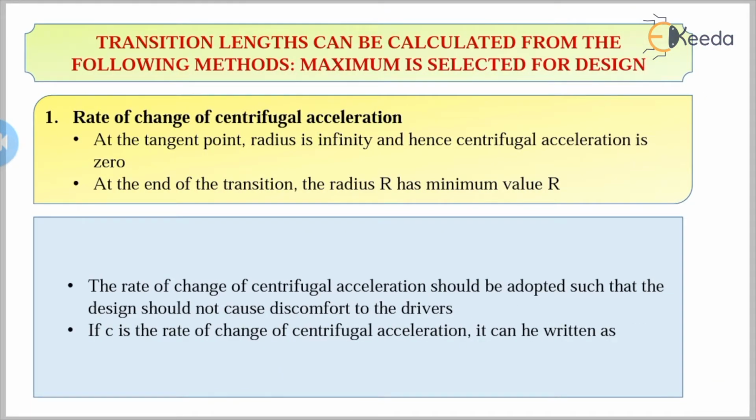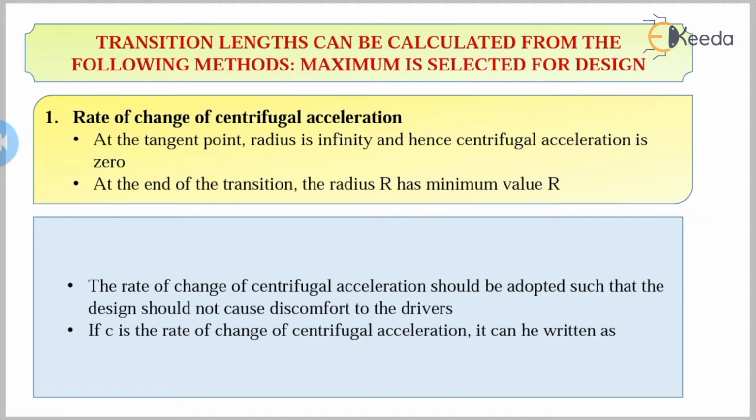So transition length can be calculated from the following methods. Maximum is selected for design. First we will study rate of change of centrifugal acceleration. At the tangent point, radius is infinite, and hence centrifugal acceleration is 0. As there is no curve, this is a straight road, no centrifugal force will act, and the radius is infinite for the straight tangent, and hence centrifugal acceleration is 0.